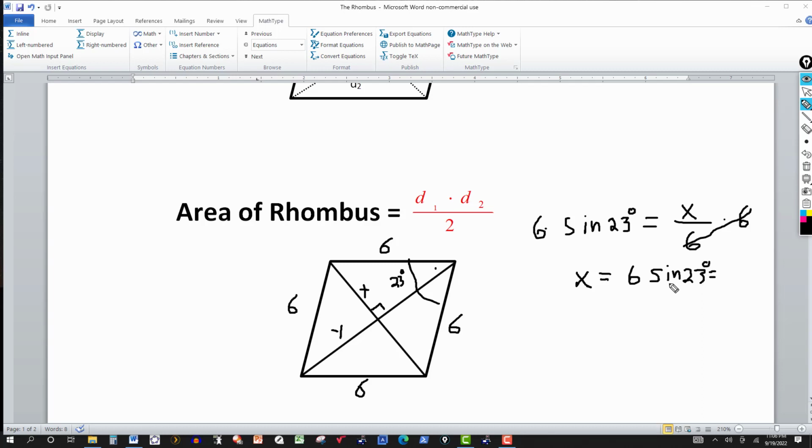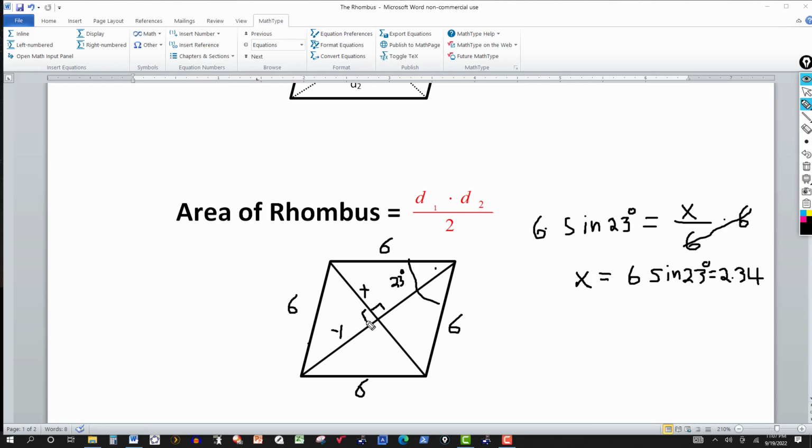Then I compute this out. Now make sure your calculator is in degree mode. So 6 times the sine of 23 degrees is 2.34. That's just units. That's not degrees here. That's just units, 2.34.